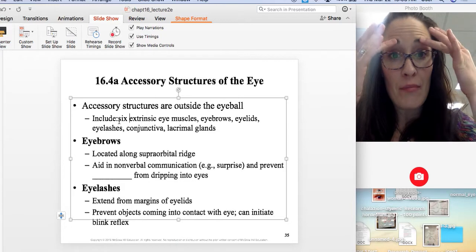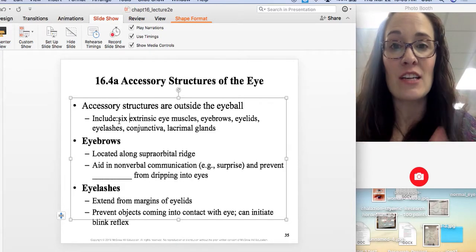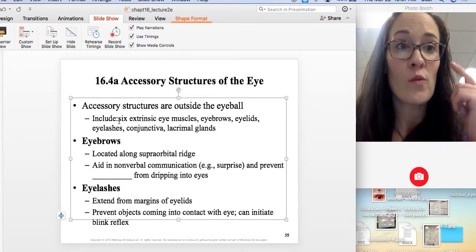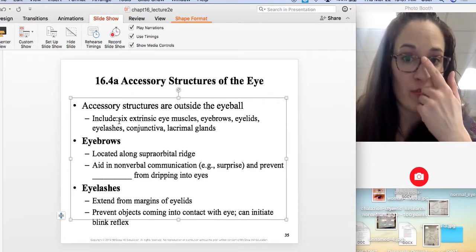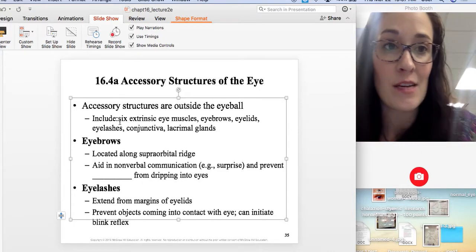It includes your eyebrows, the eyelids, eyelashes, conjunctiva, which is a lining that produces a fluid around the eye, and lacrimal glands that produce tears.